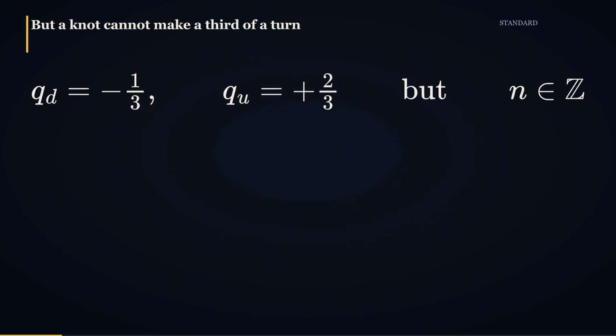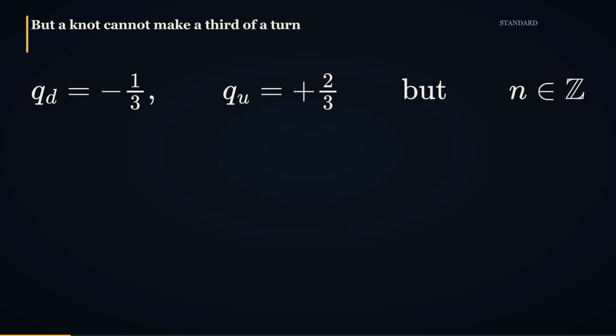Measured against the electron, the down quark carries minus 1/3 and the up quark plus 2/3. A knot cannot make 1/3 of a turn. Whatever supplies those fractions sits between the topological integer and the charge you actually measure. And here is where it hides.